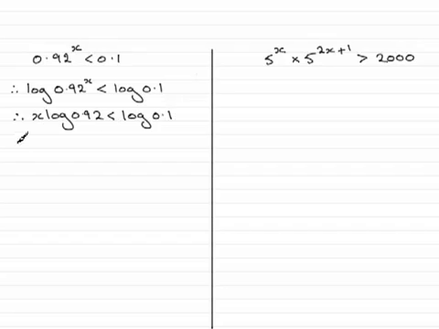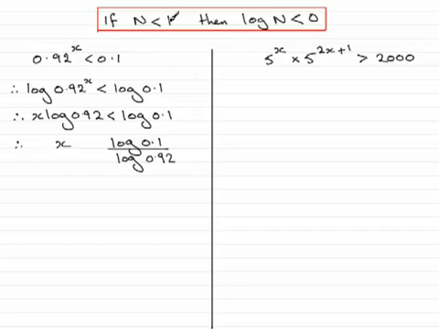Now at this stage what we need to do is divide both sides by the log of 0.92, and that will give me x, and I divide the other side by the log of 0.92. When you're dividing in inequalities, you've got to be very careful, because if you divide by a negative number, you need to reverse the inequality sign. When you first look at the log of 0.92, you think, well, that's a positive number, so I don't have to reverse the inequality. But if you type the log of 0.92 into your calculator, you'll see that it is a negative number. In fact, the log of any number less than 1 always comes out to be less than 0.